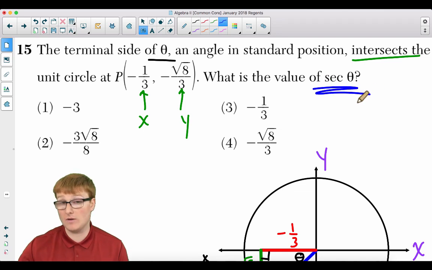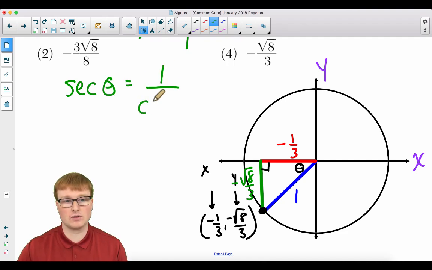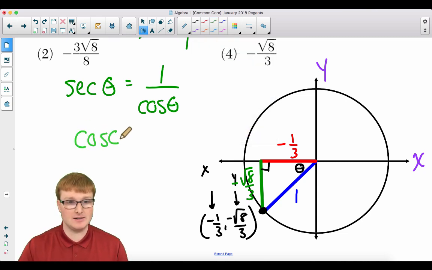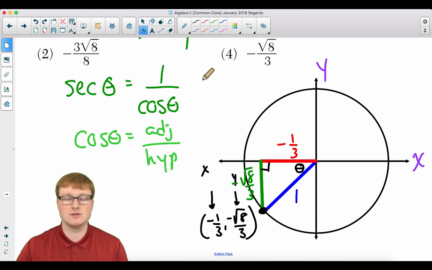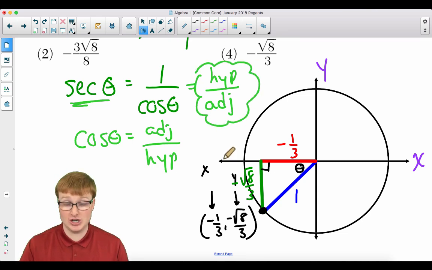of theta equivalent to? Well, secant of theta is the same thing as saying 1 over cosine of theta. But we know that the cosine of theta from geometry is adjacent over the hypotenuse. Well, secant is just the reciprocal of adjacent over hypotenuse. Secant is equivalent to the hypotenuse over the adjacent side. This, ladies and gentlemen, is your secant ratio.